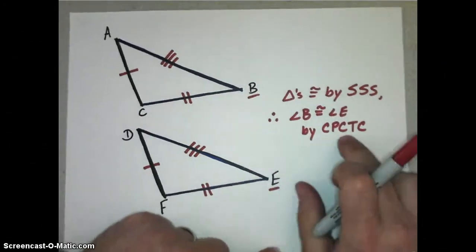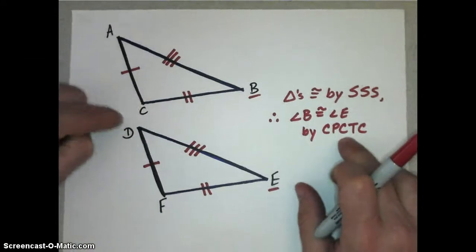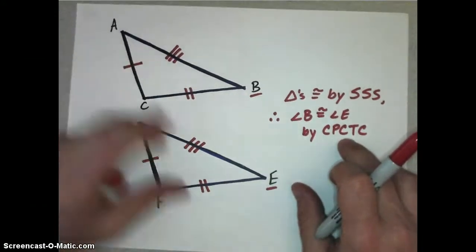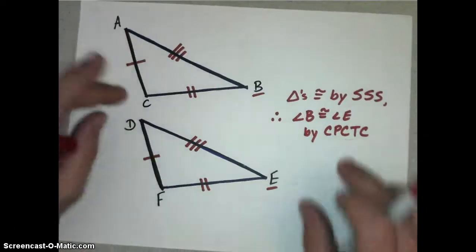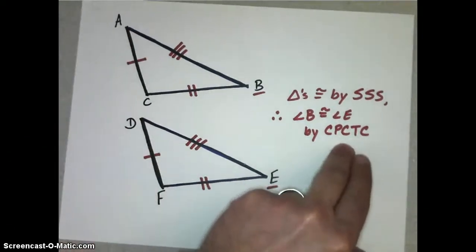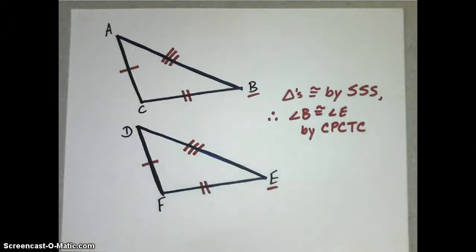I could also use that same reason to say A is congruent to D, or say that C is congruent to F, or let's say I was talking about their areas. I could say the area of triangle ABC is congruent to the area of DEF, or equal, because corresponding parts of congruent triangles are congruent. And so I could say their areas are equal also.